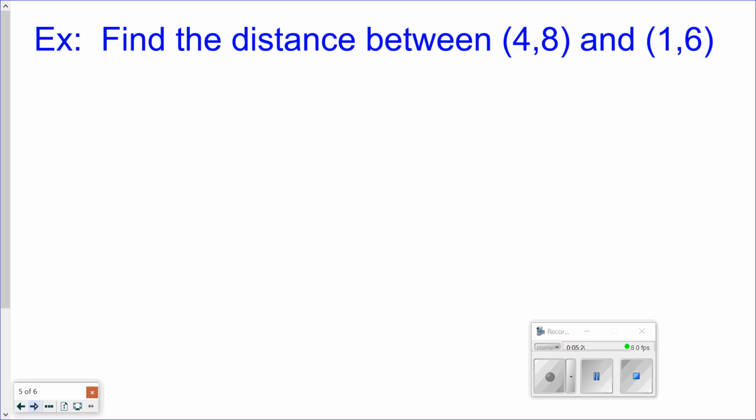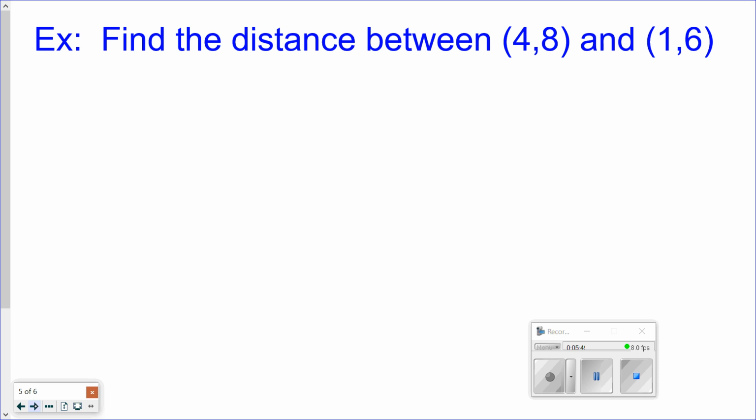So here we go. Find the distance between (4, 8) and (1, 6). I guess you could, if you wanted to, grab some graphing paper, plot these 2 points, make your right triangle, and use the Pythagorean theorem, but that is a lot of work. So the easiest way to do this would be to use the distance formula.